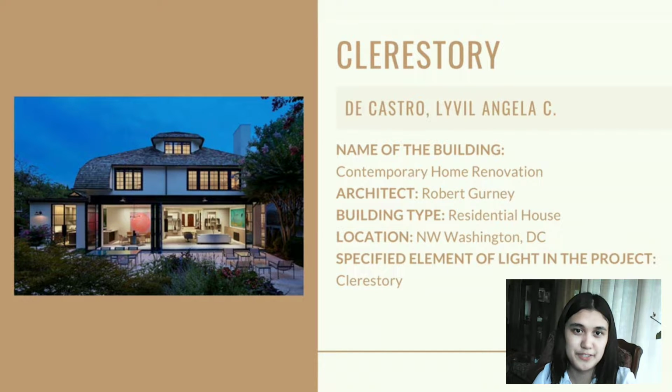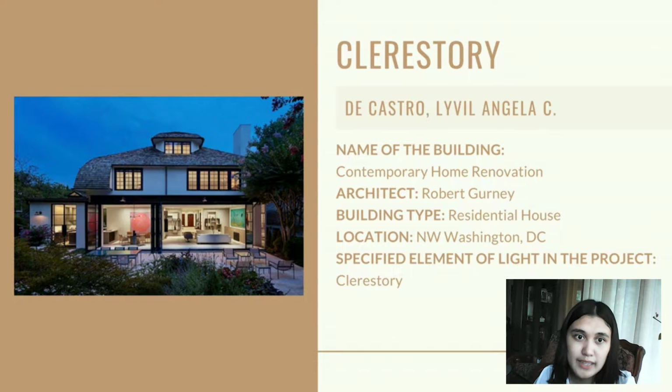Here are the elements of light: the clerestory, translucent wall, light well, atrium, sliver window, indirect light, and skylight. The topic I chose is clerestory. Clerestory is a portion of an interior rising above adjacent rooftops and having windows admitting daylight to the interior. The name of the building that I chose is LYVIL Contemporary. This contemporary home renovation project was by architect Robert GWYN, located in NW, Washington, D.C.